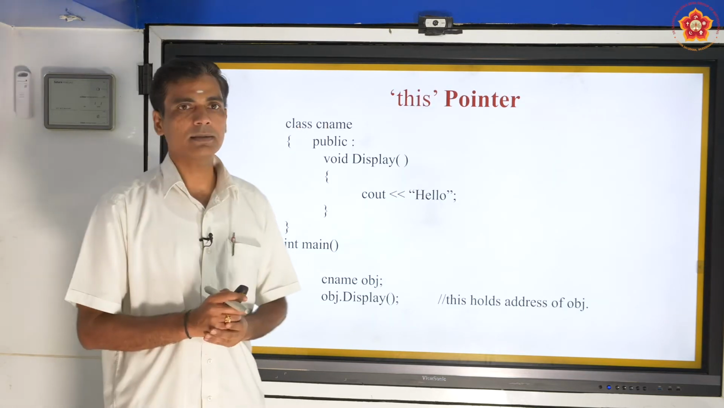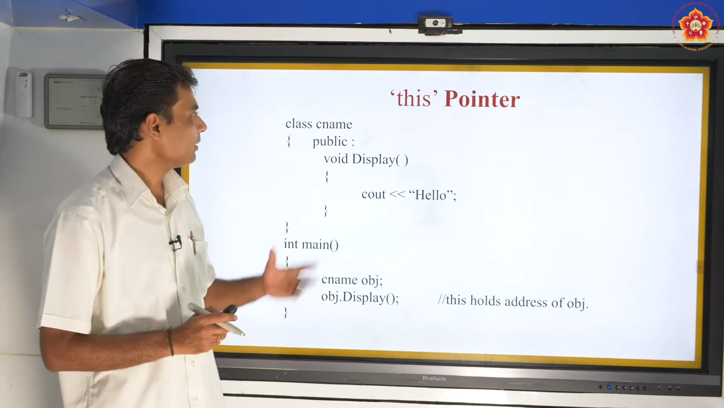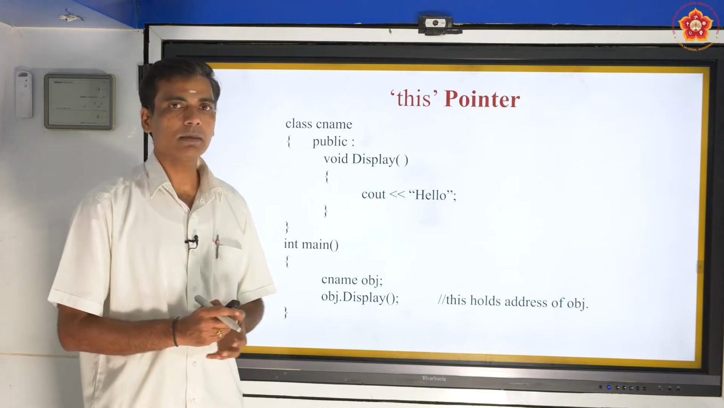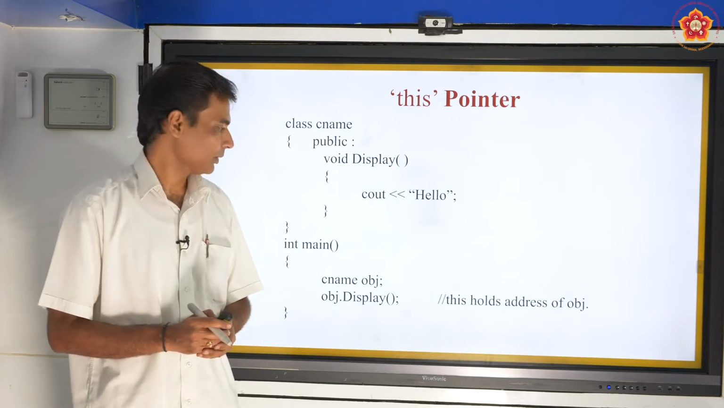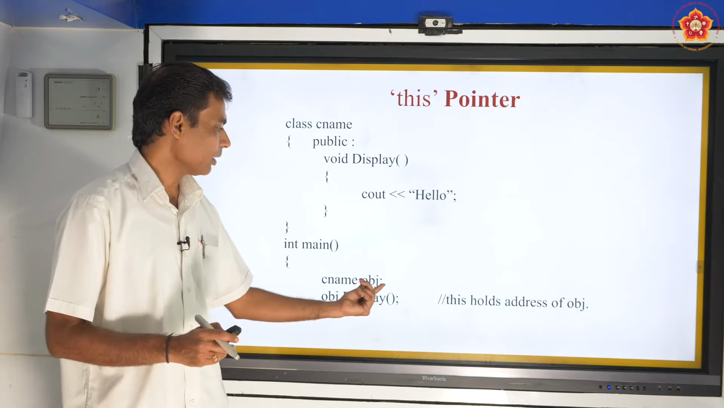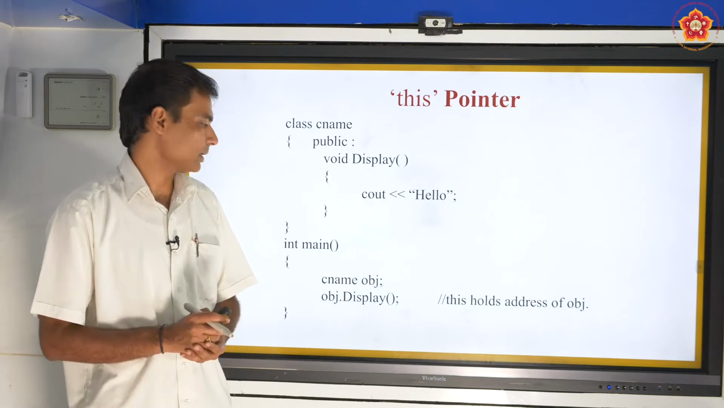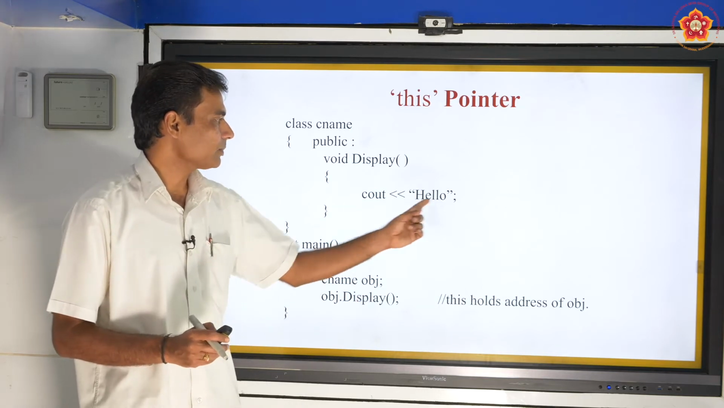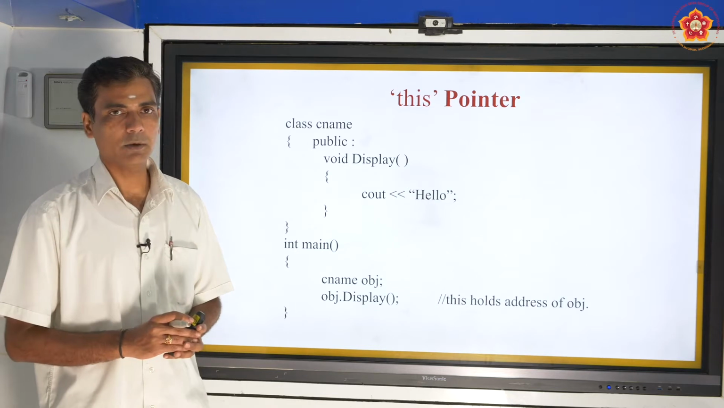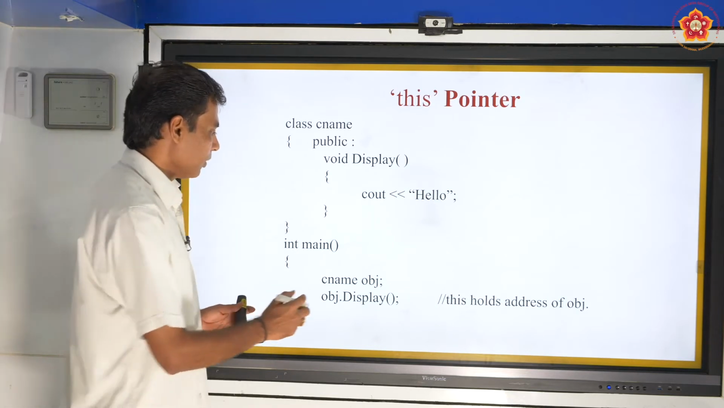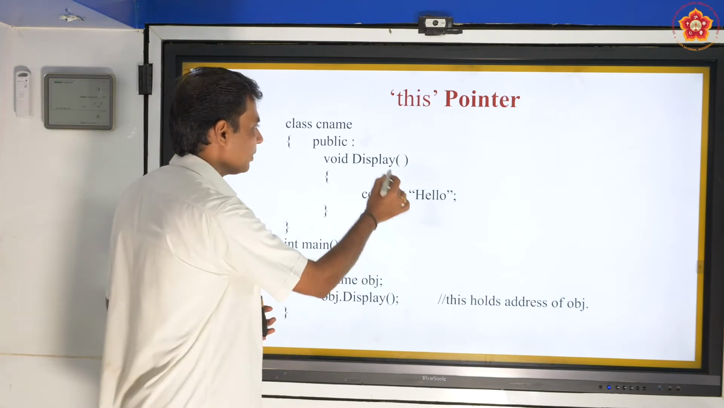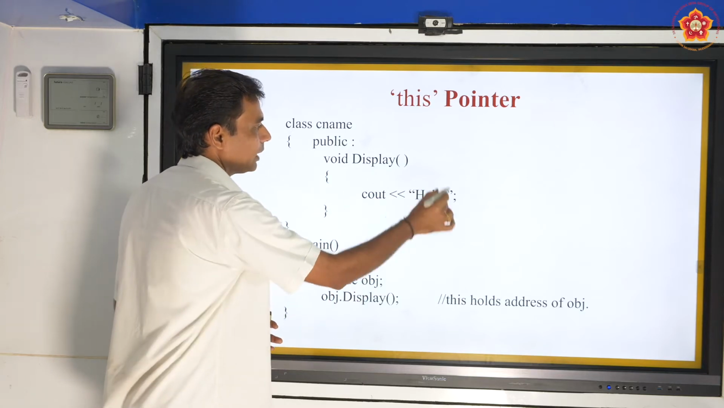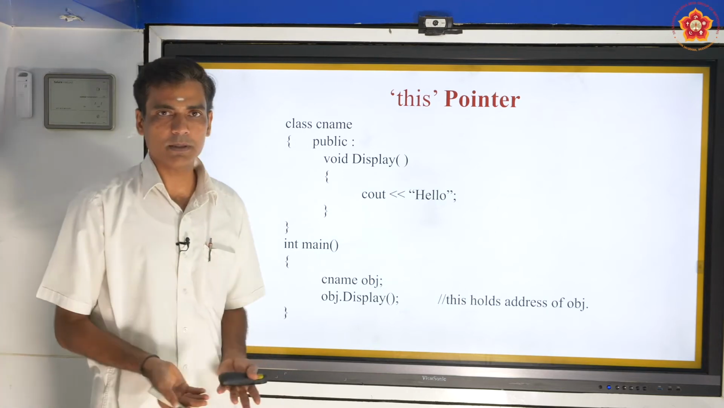Consider this is a class C name, and in this class there is a function display which is printing a simple statement, that is hello. And here in main I have created an object of class C name, obj, and I am invoking the function display, obj.display, and it is printing the output as hello. So what happened here? How does display know what to print?